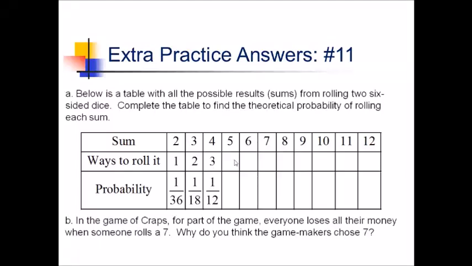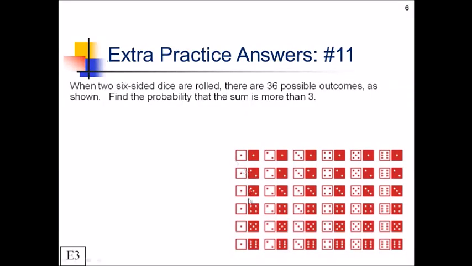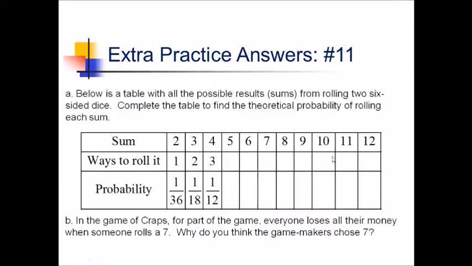Rolling a 5, back at the table. We've got a 1 and a 4, a 2 and a 3, a 3 and a 2, a 4 and a 1. So that's 4 different ways, which gives us 4 out of 36, or 1/9. And in case you were wondering, yes, there is a pattern here. For every number you go up, there's one more way to roll that number. So the next thing is 5, which becomes 5 out of 36.